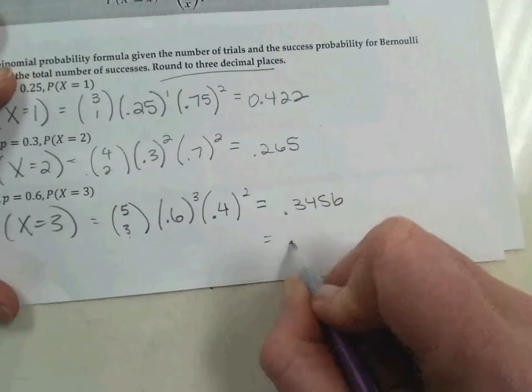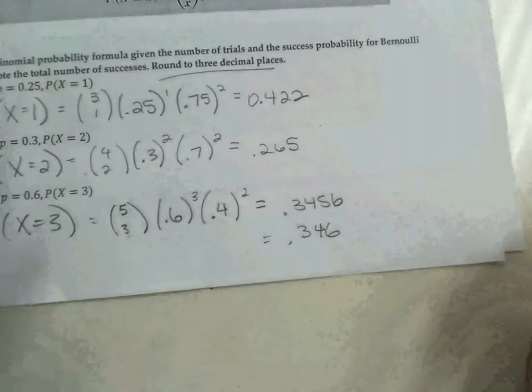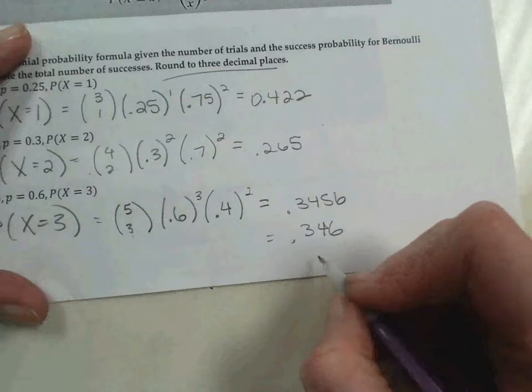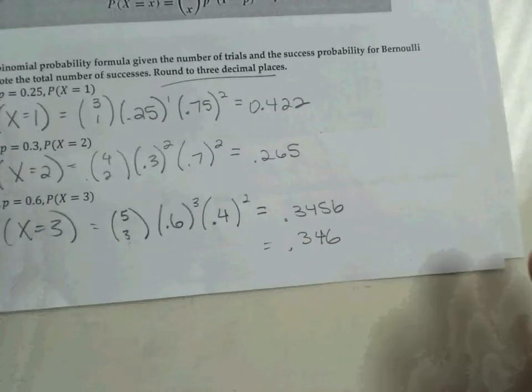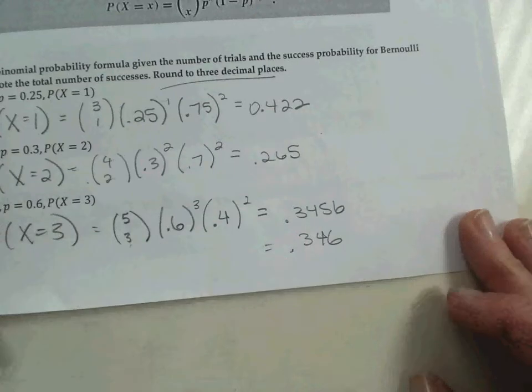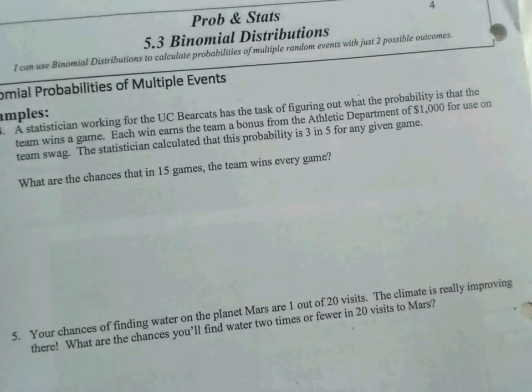Or, since I said 3 decimal places, 0.346. That's just a cool number. It just came out that way. Okay, good. So there's a little bit of practice using the binomial probability formula. It's a mouthful. And then a couple examples.